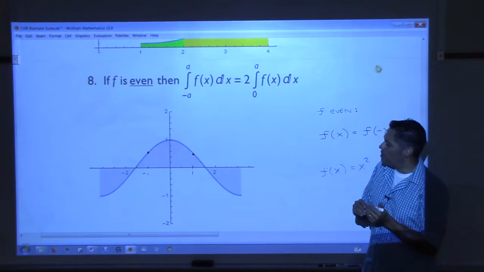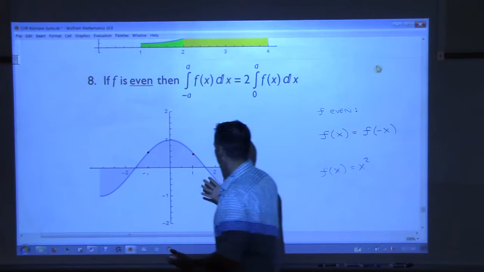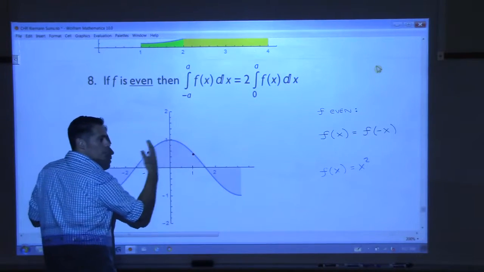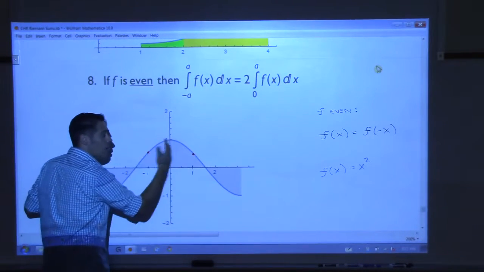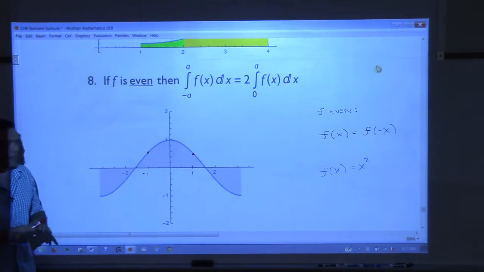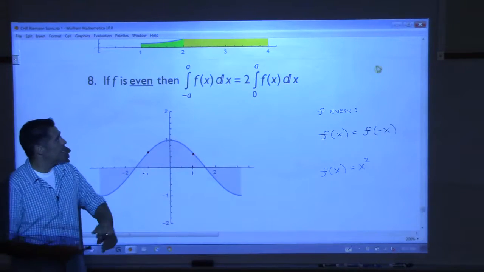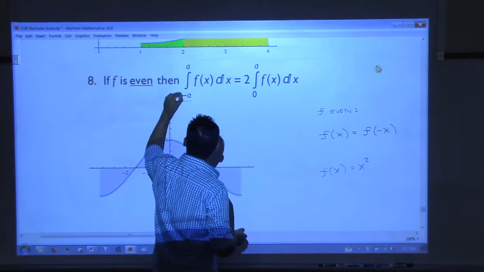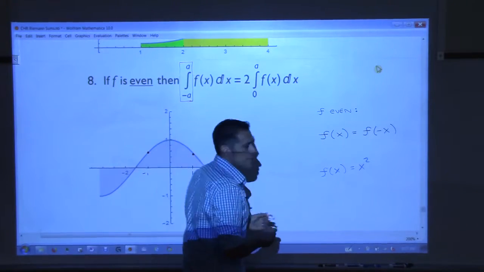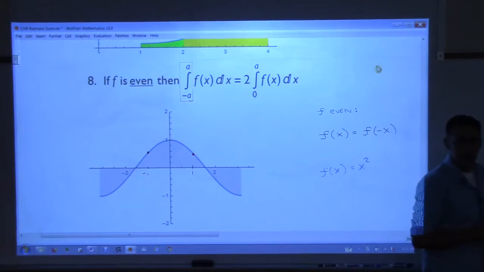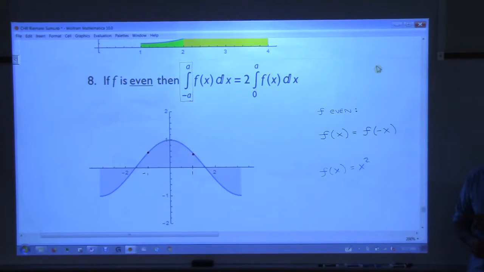So it winds up that when you look at the graph of an even function, it is a reflection of itself over the y-axis. All even functions have that property. They are reflections over the y-axis. Now that's important because if we're trying to find an integral from negative a to a, notice that doesn't say a to b, right? It says negative a to a.